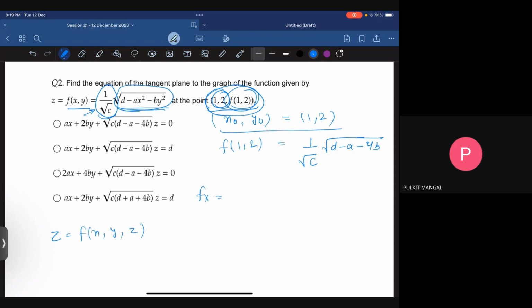Now if I have the function of x comma y comma z, then you will be asked to find, let's say, 1 comma 2 comma 3 comma f of 1 comma 2 comma 3. So you need to find the tangent plane at the point 1 comma 2 comma 3. The fourth component would be the function value at that point.